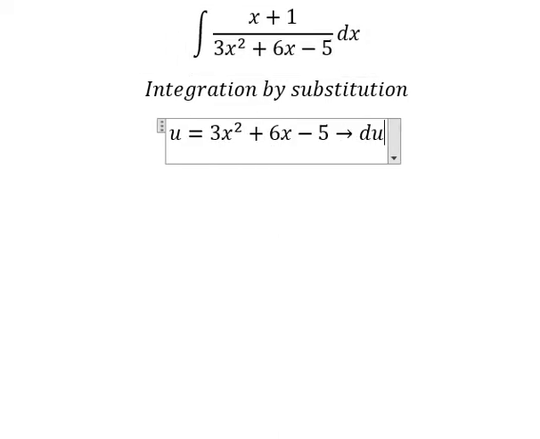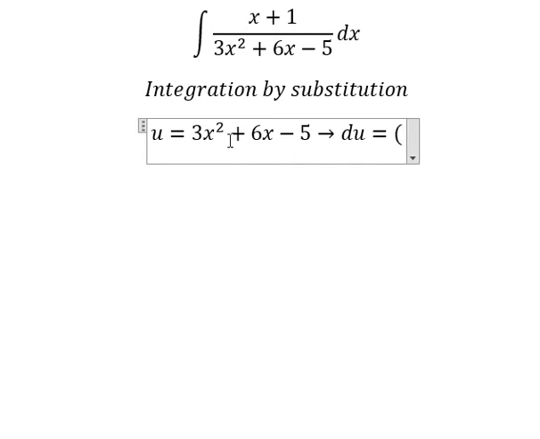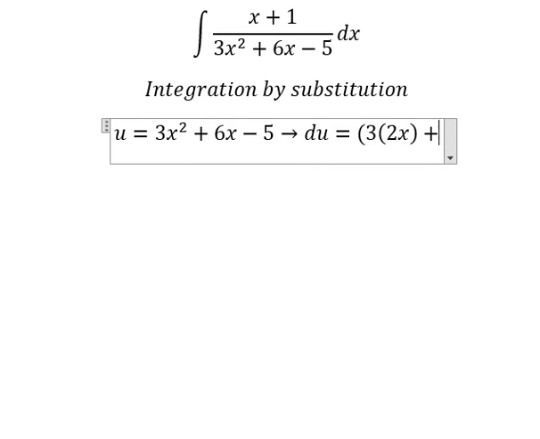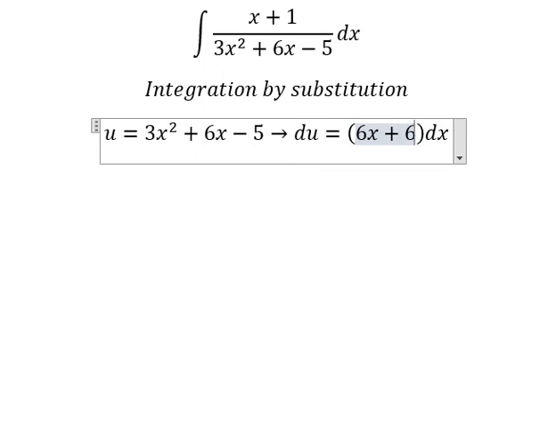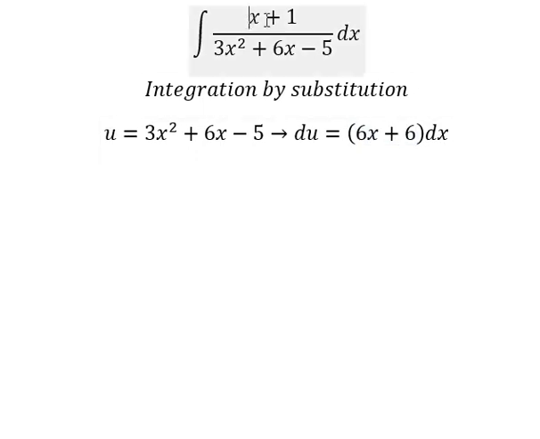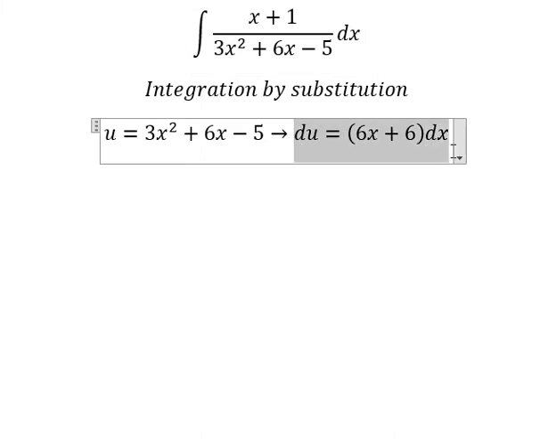After that, we need to first take the derivative of both sides. This one we have 2x. This one we have number 1. So this one we have 6x plus 6. So we see that we just have only x plus 1, so we need to divide both sides by number 6.